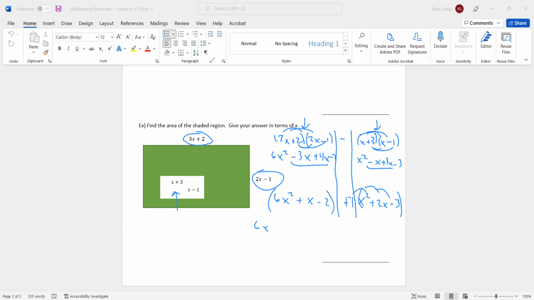So we're going to have 6x squared plus x minus 2 plus -x squared, -2x, and +3. Now I'm just going to combine my like terms. 6x squared plus -x squared is 5x squared. X minus 2x is -1x. And then -2 plus 3 is +1. There's your final answer. A lot of work involved, but nothing new.